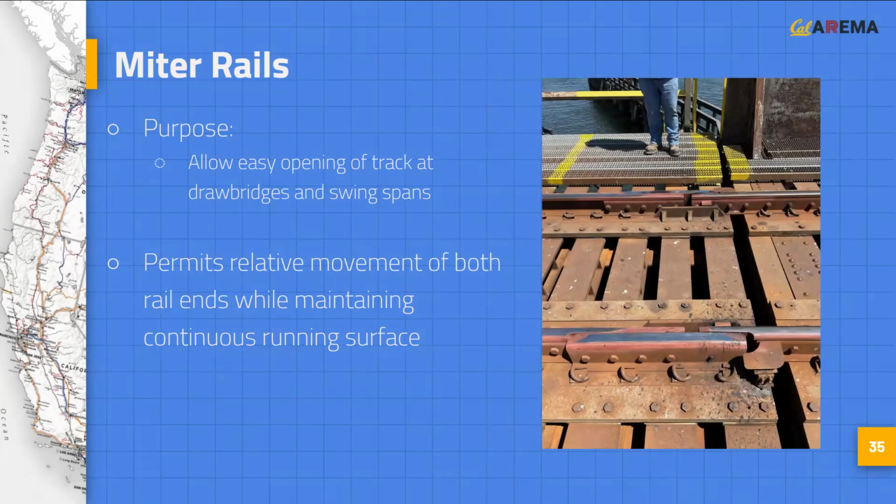Miter rails are used whenever track is to be opened and closed at frequent intervals, such as at drawbridges and swing spans. The two rails are either cut at a long angle or paired with a third outer transition rail to maintain a continuous running surface. In this photo, the outer rail is raised slightly to lift railcar wheels as they transition between the two stock rails, which can be clearly seen from the wear pattern on the rails.